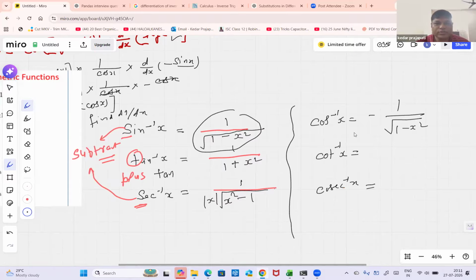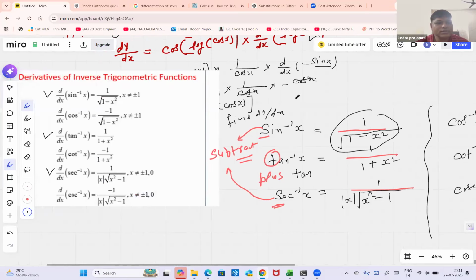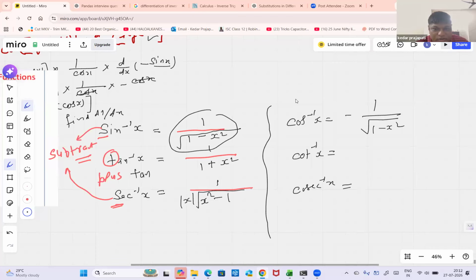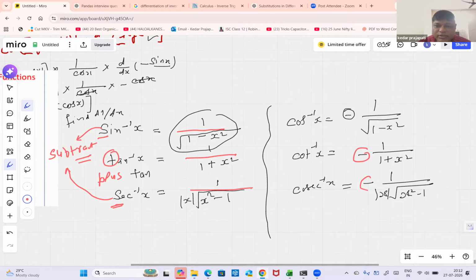Cot inverse x is also minus, right? So whatever you have written in 10, 1 by 1 plus x square, copy them and put minus. Here also cosecant will be same. It is x square minus 1 mod x, and this will come as minus. So all the formulas are same. But here only minus you are putting.